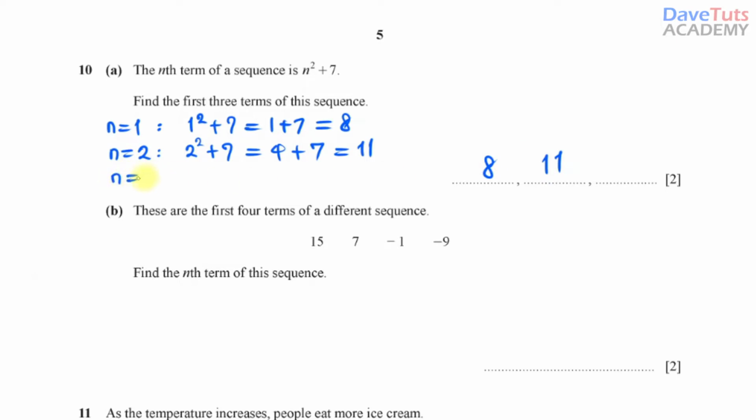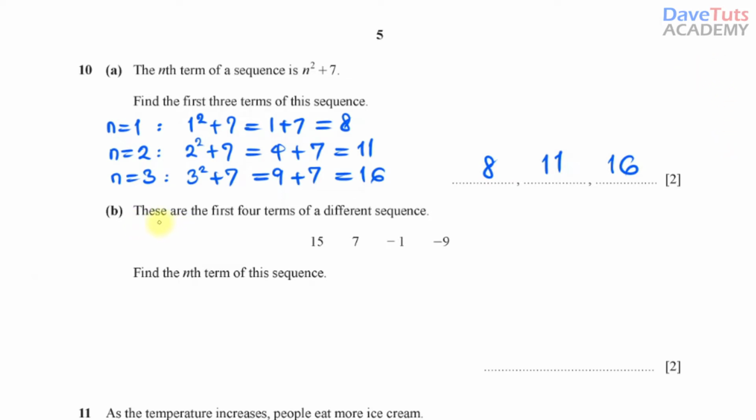And when n is equal to 3, what we're having is 3 raised to power 2 plus 7. And that will be 9 plus 7. 9 plus 7 is nothing but 16. So what we have as our answer is 8, 11, and 16 as a solution to this particular question.